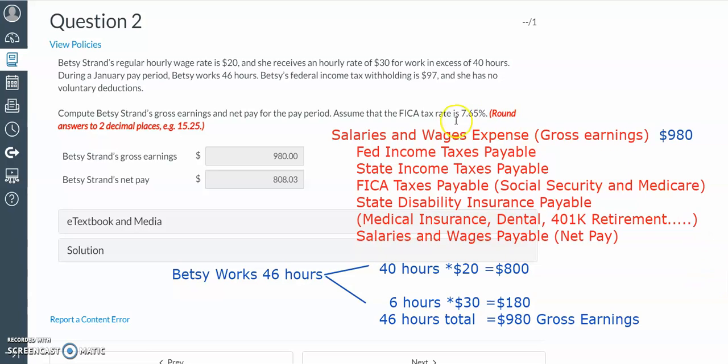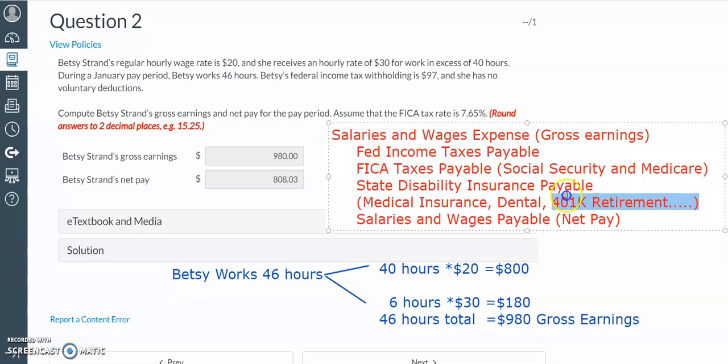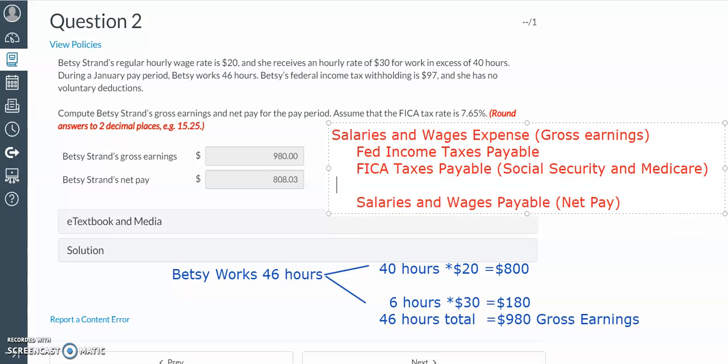So in this problem, we have the federal income tax withholding at $97. And they're telling us in the problem that there are no voluntary deductions. They didn't tell us the state income taxes payable, but they did tell us the FICA rate. So we're going to only use the pieces that we need to in this particular problem. We're not going to consider the state income taxes payable or the disability or any other deductions.